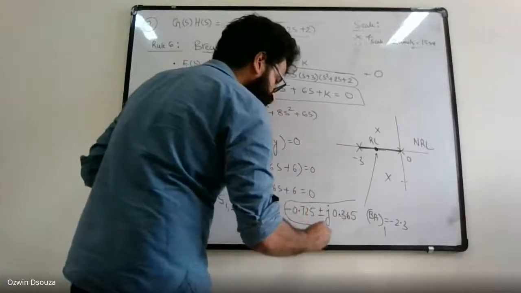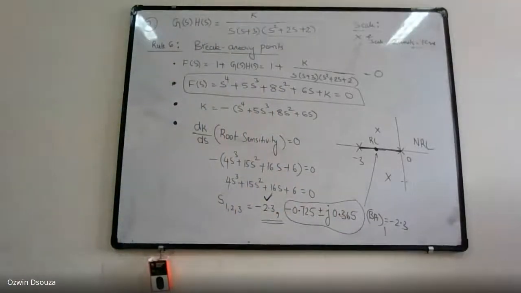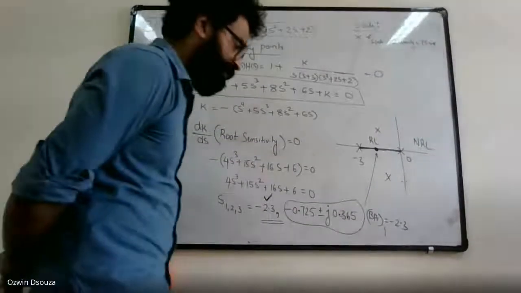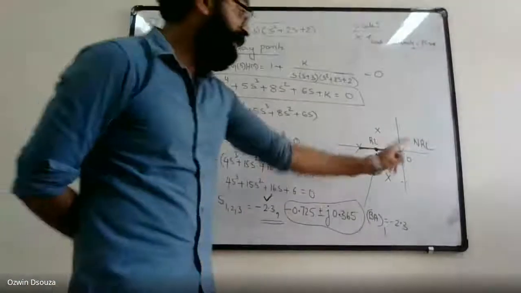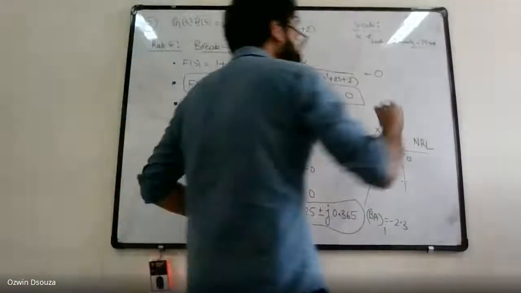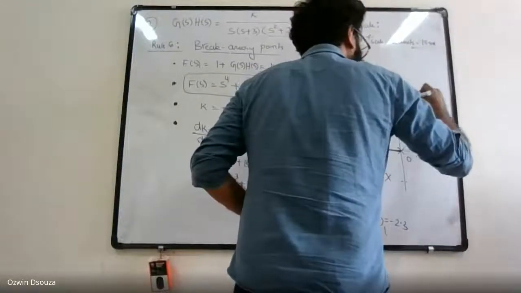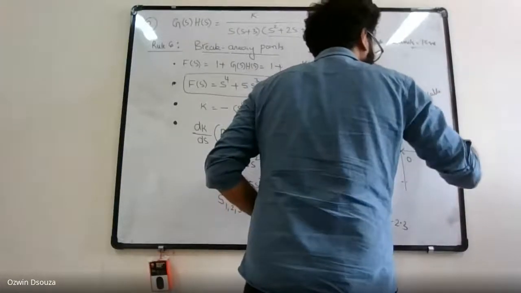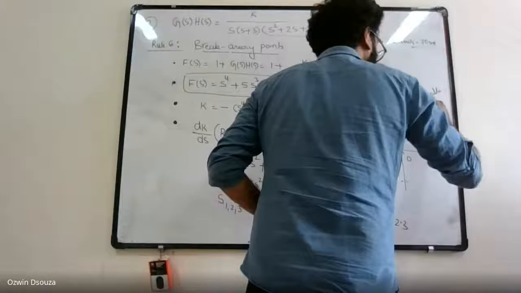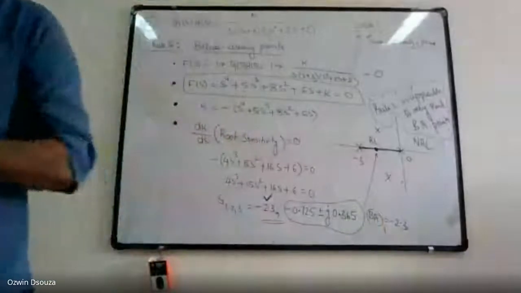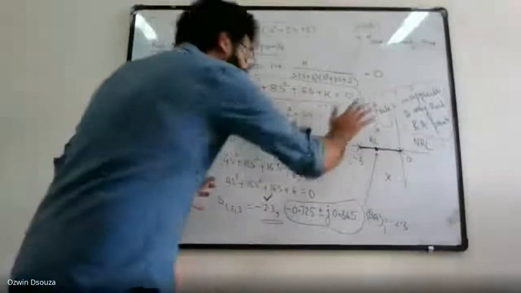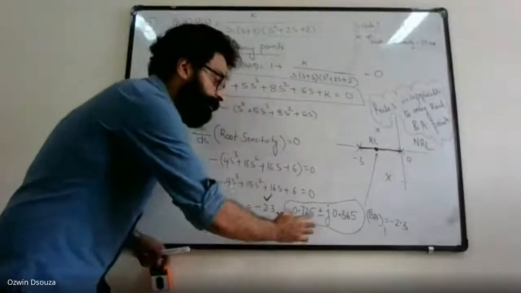Now you come to this complex conjugate. Can you say this is a valid breakaway point? No, we can't say. We don't know whether it is valid or invalid. That's because rule 3 is applicable to only real roots. Remember, rule 3 is applicable to only real breakaway points. Very, very important. If it is applicable to only real breakaway points, then how are we going to check the validity?